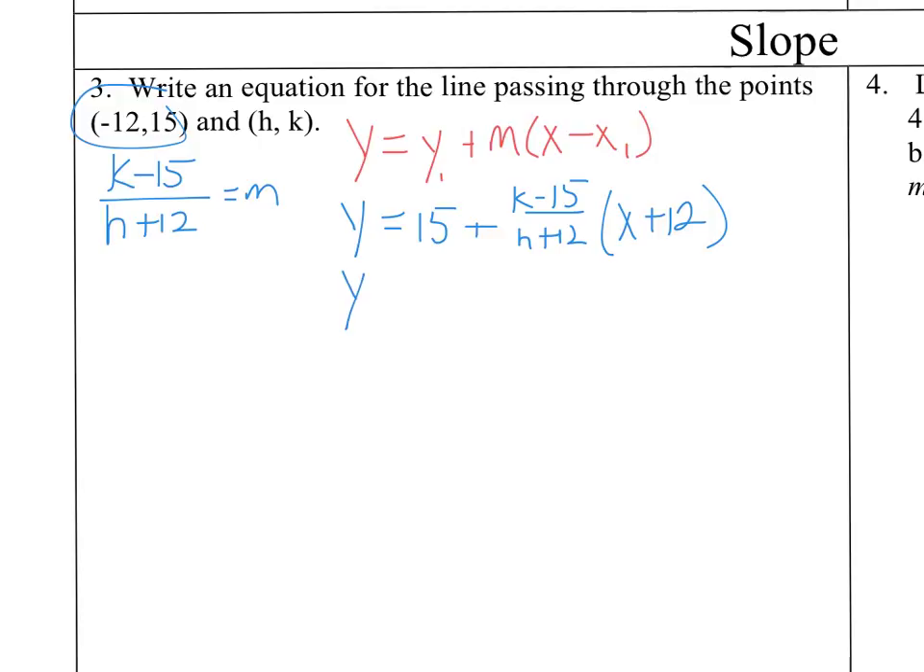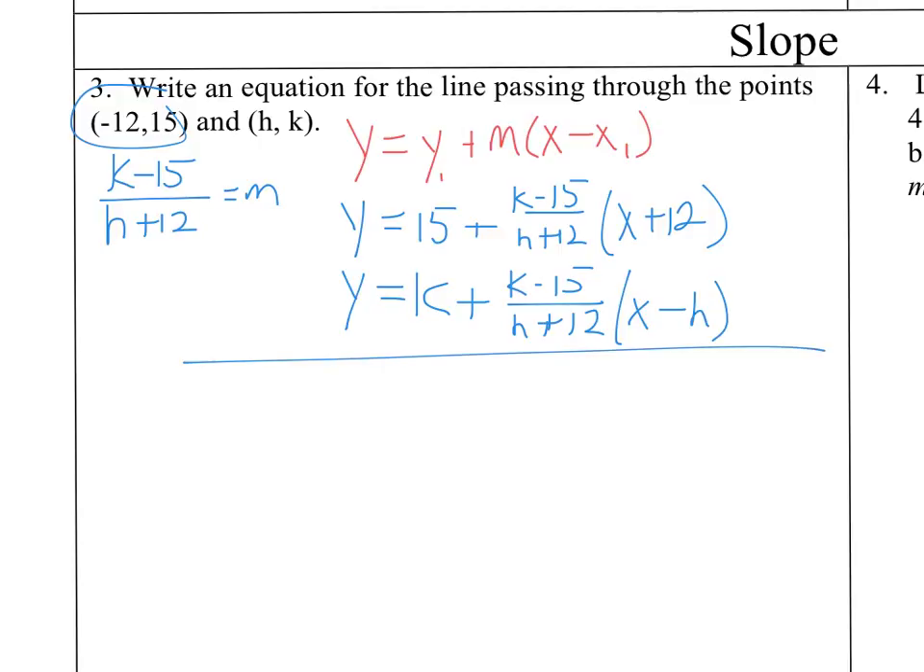This could also have been y is equal to, using the h and k value, k plus k minus 15 over h plus 12, and we get x minus h.